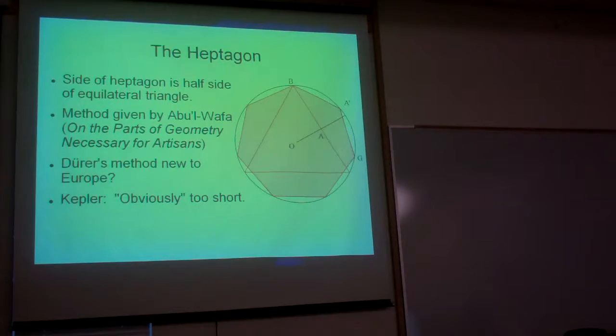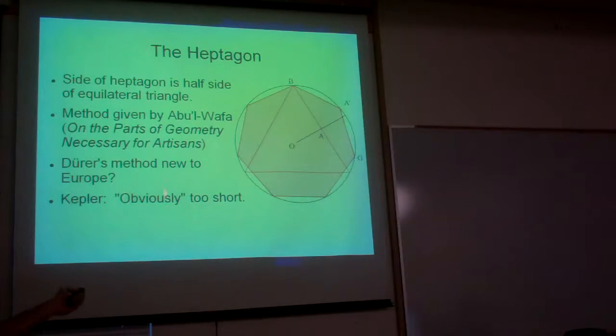And the interesting thing about this is a method that's actually given by Abu'l-Wafa in that book I referred to earlier, the Parts of Geometry Necessary for Artisans. As nearly as I've been able to tell, this method is new to Europe in Dürer's book. There is an equivalent method that is described by Heron of Alexandria in the 1st century AD, and is also described in other drawing manuals of the time period. This particular method seems to be new to Europe with Dürer's work.